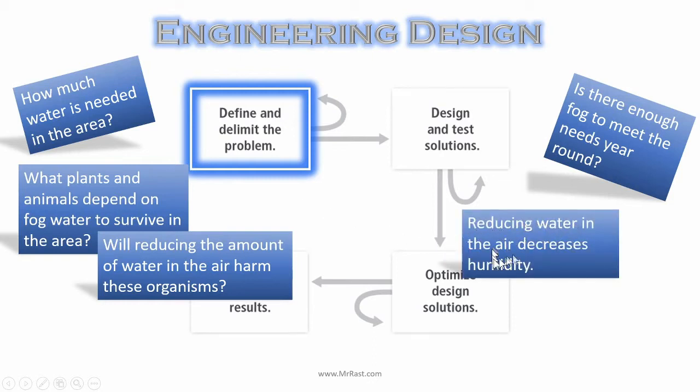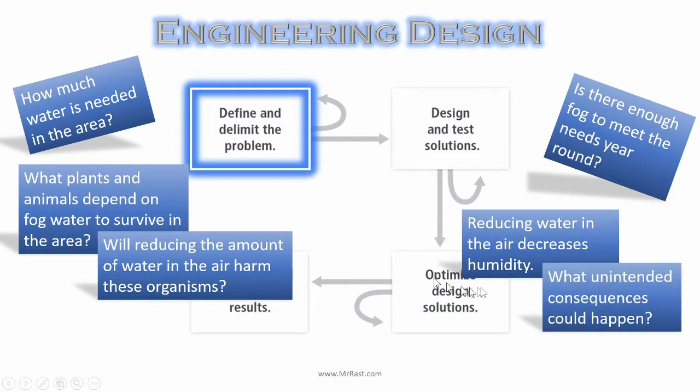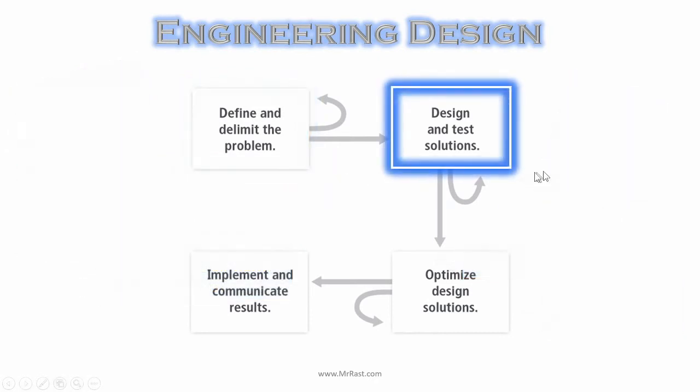Reducing water in the air decreases humidity. So if we take the water out of the fog, that's going to decrease the humidity. And what unintended consequences could happen? All of these things need to be considered. So we're defining and we're delimiting the problem. We can maybe go in circles here as we're trying to figure out if this is a viable option for our area. Now we're going to design and test solutions.